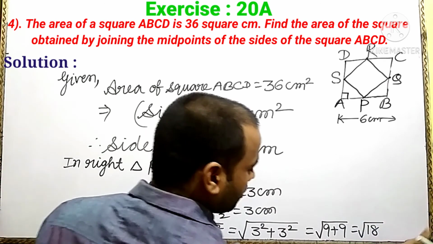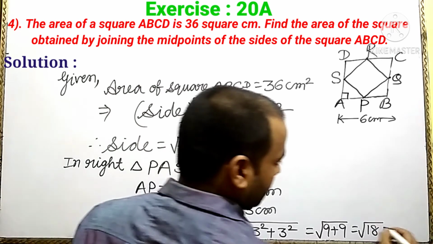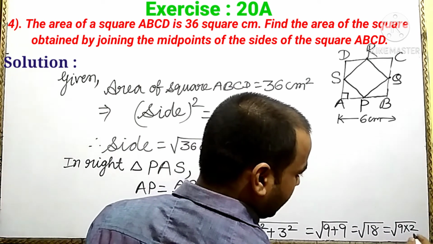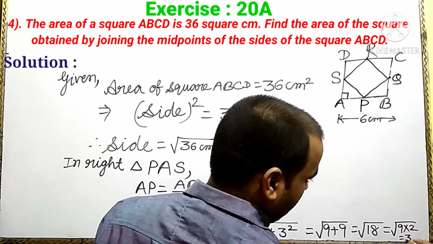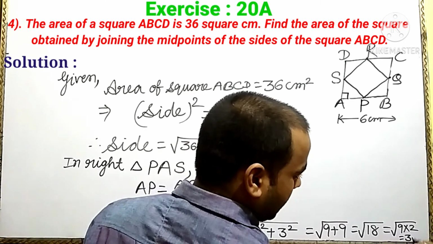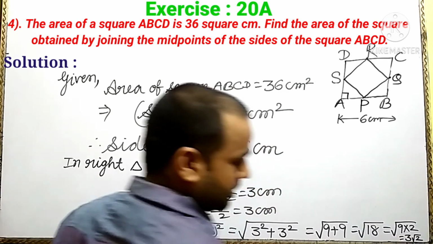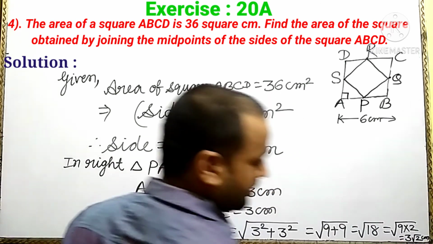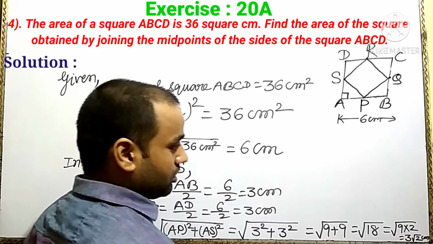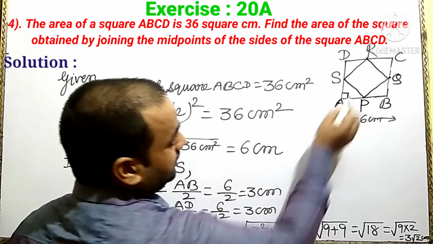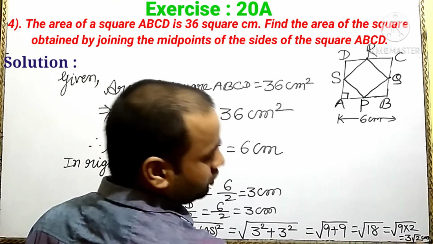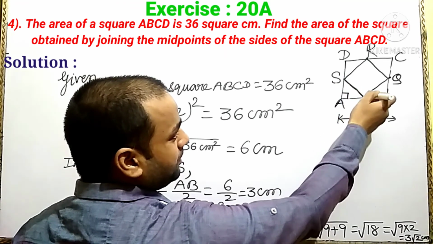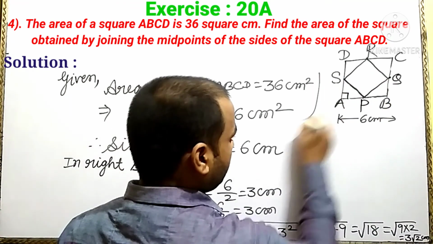Square root of 18, we get this type: 9 into 2 is 18. Square root of 9 we get 3. And square root of 2 cannot be found, so here write square root of 2. Is it clear? Here data is in centimeter, so write in centimeter. Is it clear? So we find PS is equal to 3 into root 2 centimeter, means side of square PQRS.